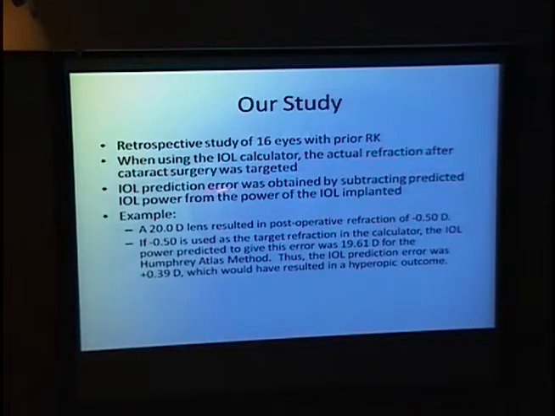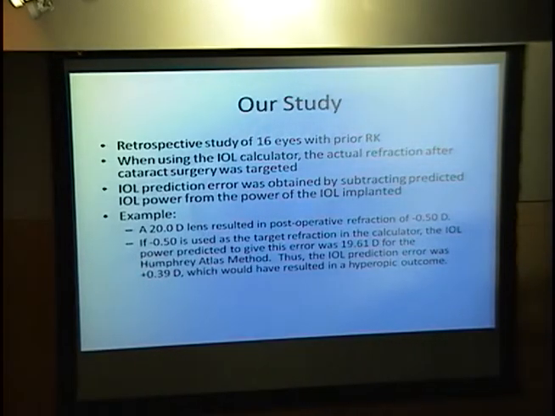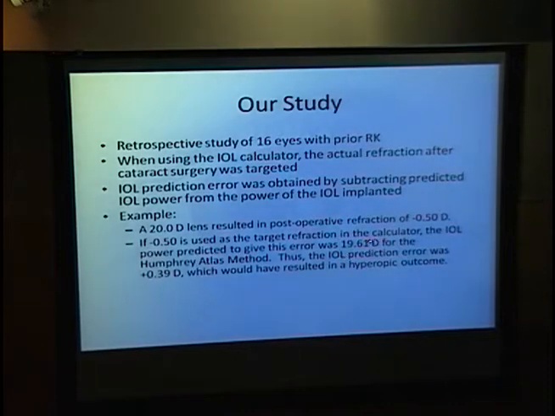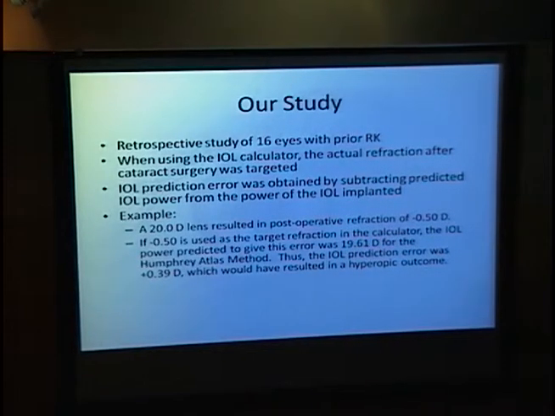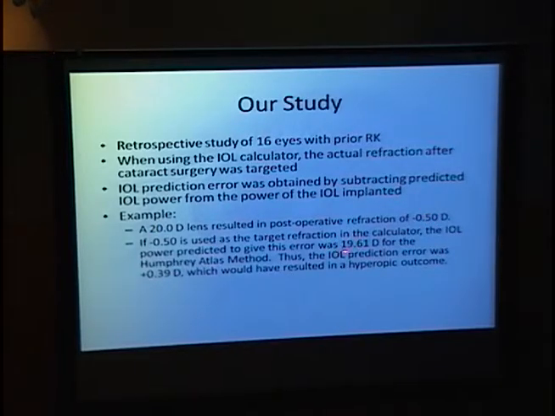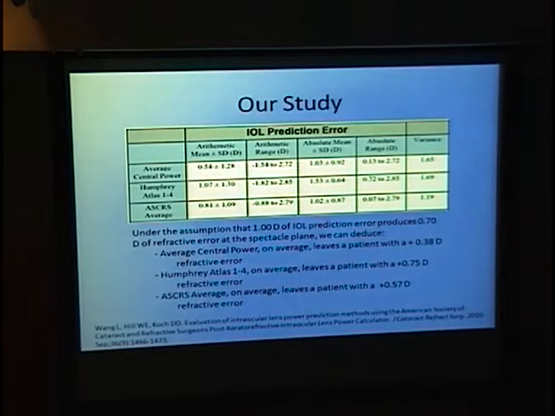So, for example, if we used a 20 diopter lens in a patient and they came out minus half a diopter, we plugged that half a diopter back into the IOL calculator and saw what came out. For example, in the Humphrey Atlas method, putting in half a diopter as the target refraction, the Humphrey Atlas suggested a 19.61 diopter lens. We know that a 20 diopter lens came out as minus a half. So if 19.61 is what came out, we know the IOL prediction error was plus 0.39, which would have resulted in a hyperopic outcome.